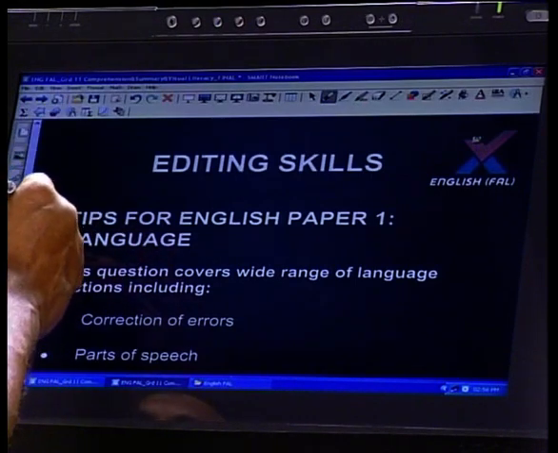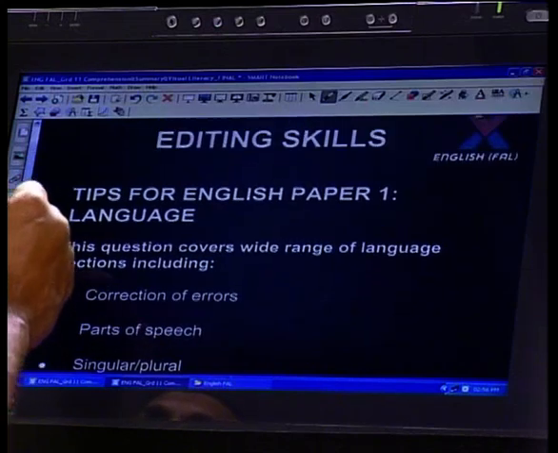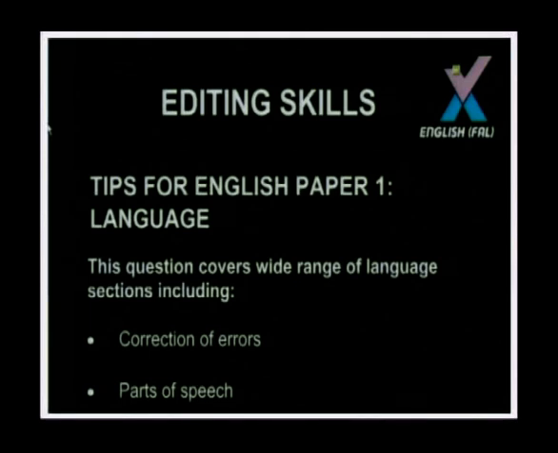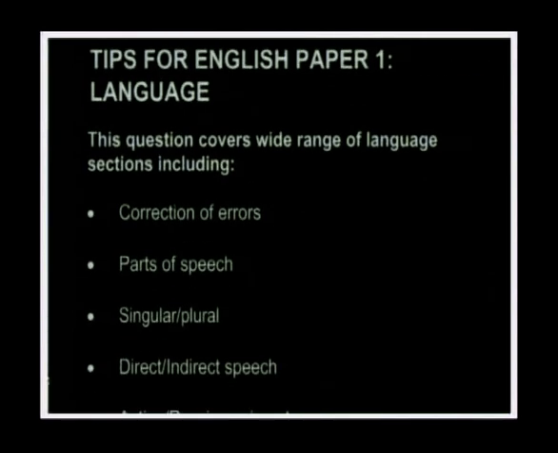The final section here in this paper is what we call editing skills. Now this tests you on a wide range of language skills that you've learnt from primary school. So all the sections that you've studied in language will obviously assist you now. So you've got to try and remember and focus on all the language sections that you've studied. Now, here you can be asked a wide range of questions. You're given a passage and you're asked many various types of questions.